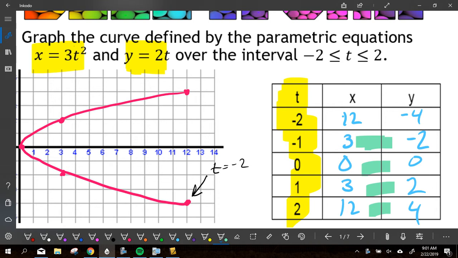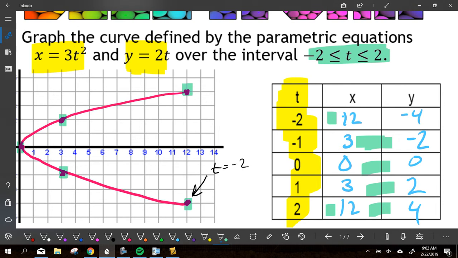I graphed it between -2 and 2. So I started there and ended at 2. Those were the two time values. Which point did I start with? Well, the -2 value. When time was -2, I graphed the point (12, -4). So I plotted this point down here at the bottom. I started there, and then I made this dot, and then this dot, and then that dot, and then finally I ended up with that dot when time was equal to 2.